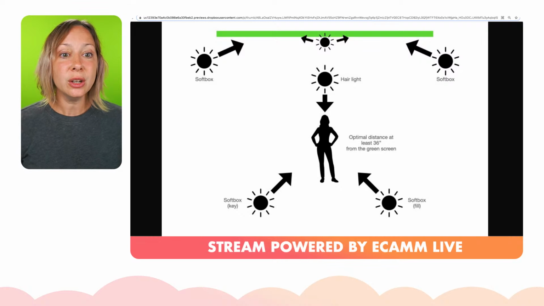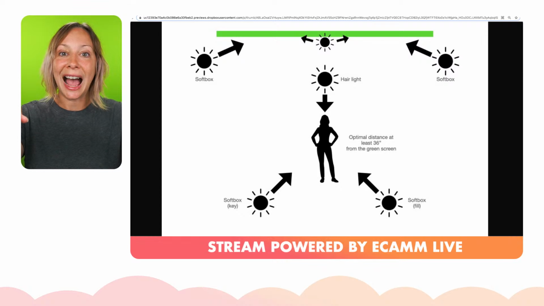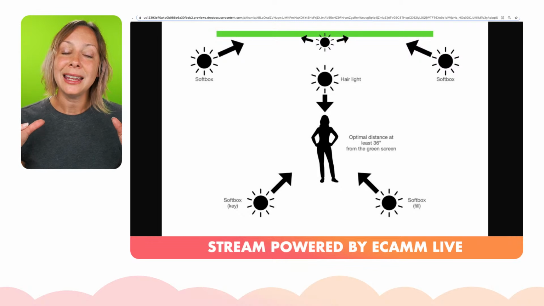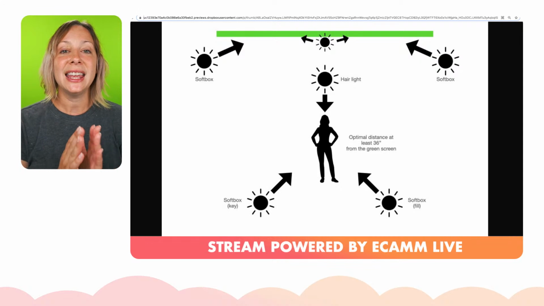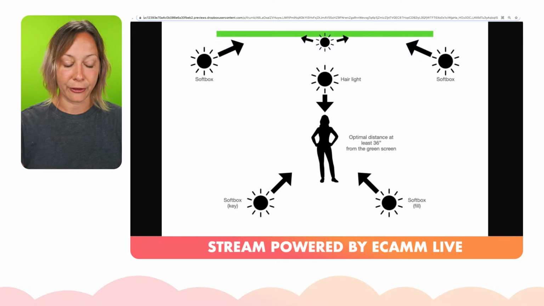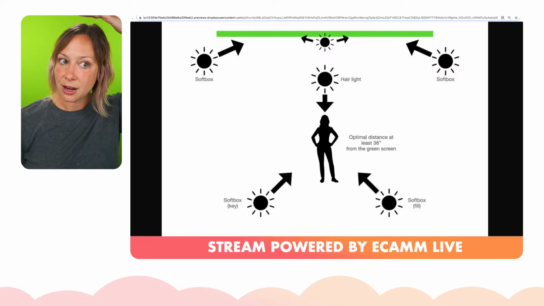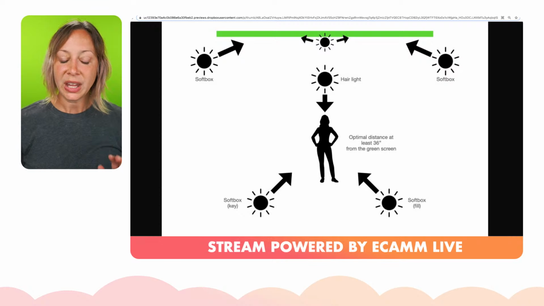So what we're gonna do is we're gonna actually light the green screen separately. Hopefully we have one at the top kind of going down, filling in any possible shadows. Then you have your personal lighting, right? So I have these two lights in front of me, and I have a hair light as well pointing right here. You can see that hair light kind of filling in this up here.